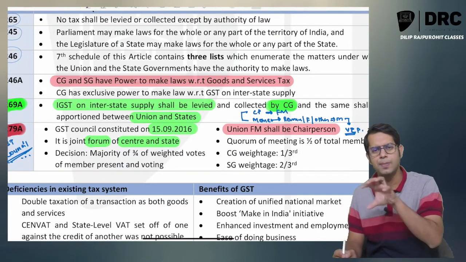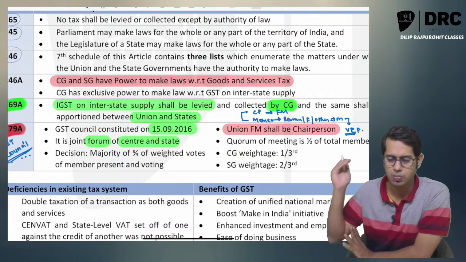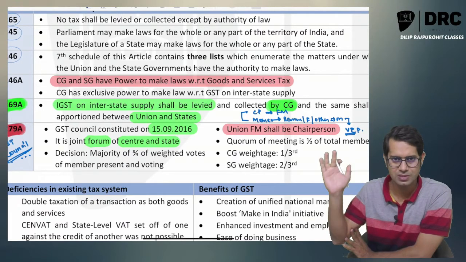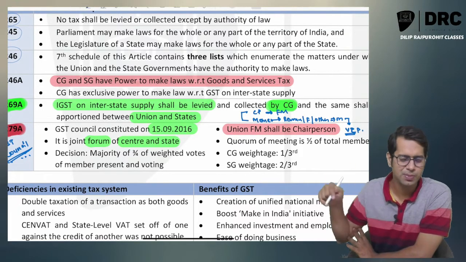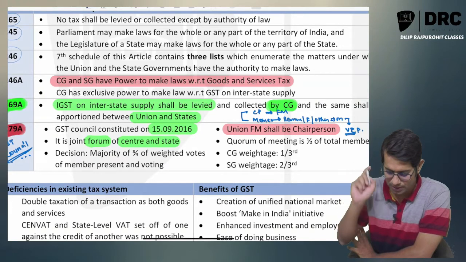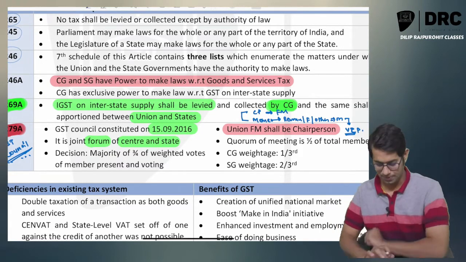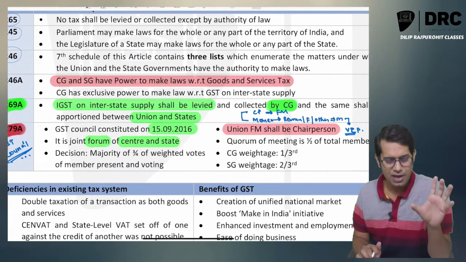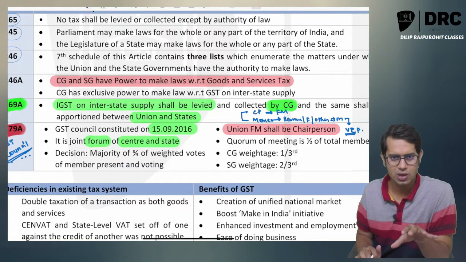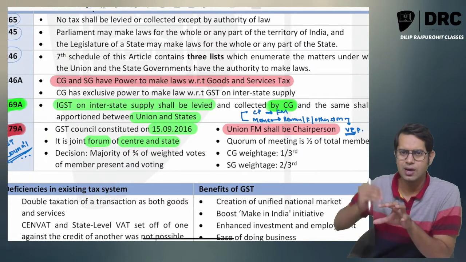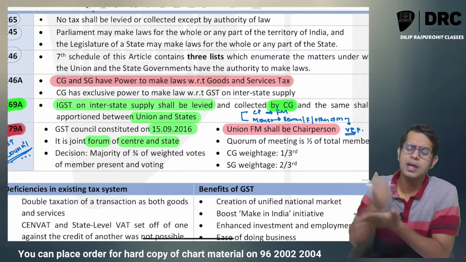So one among these members will be called as vice chairperson. The chairperson is the Union Finance Minister, and there will be members. These members can have one person among them to be called as vice chairperson. Now sir, you said everything is decided by the GST council. The GST council will make decisions and give recommendations. How will they make decisions, sir?